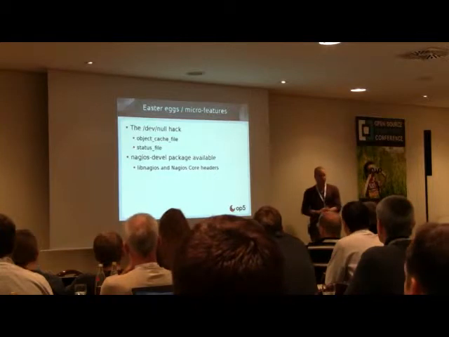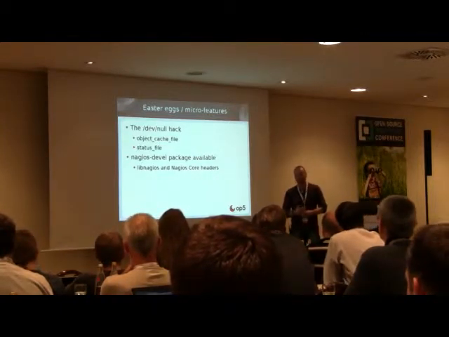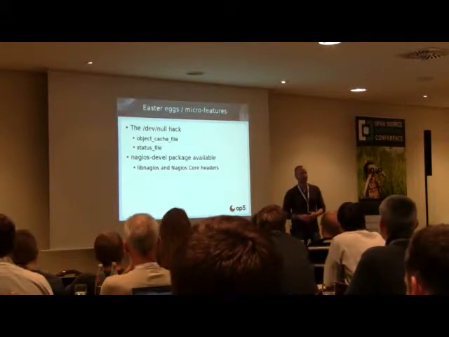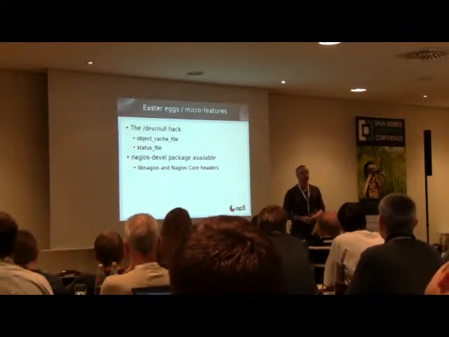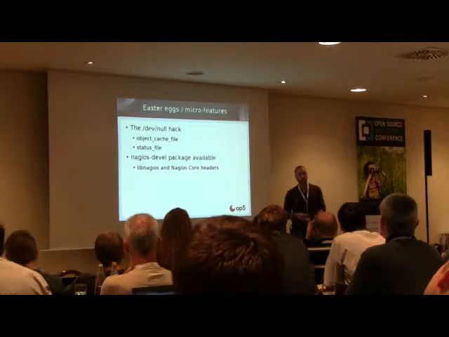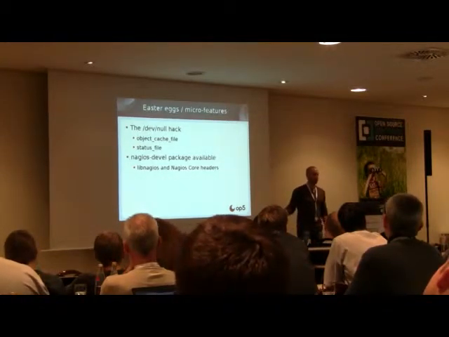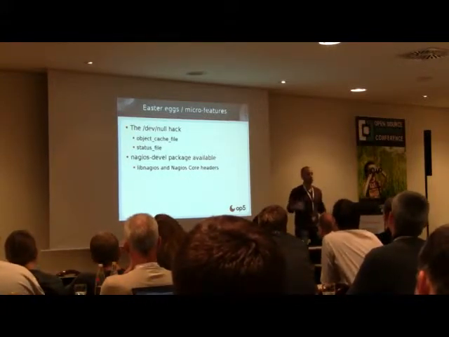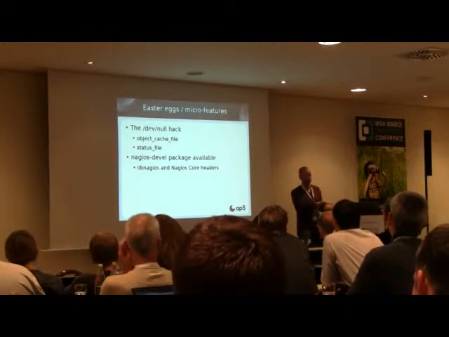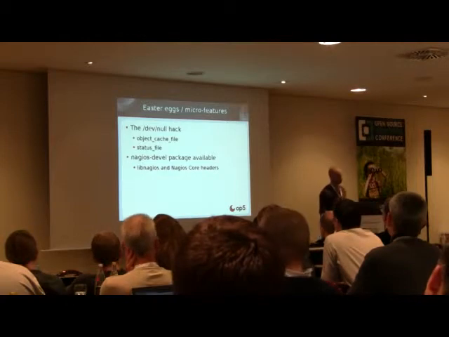Easter eggs and micro features. The dev null hack. If you set object cache file or status file to /dev/null, Nagios will just return from whence it came when it tries to write them. This is useful if you're, for instance, using live status to get current status out of Nagios. You could have done this before as well, but then Nagios would actually iterate through all your objects and then dump them into the kernel oblivion, which is dev null. Now it just doesn't do that anymore.